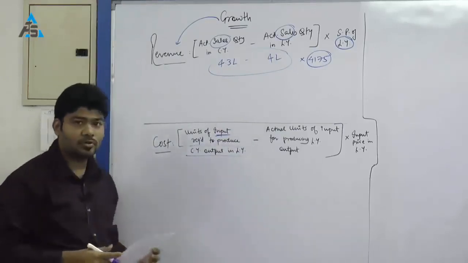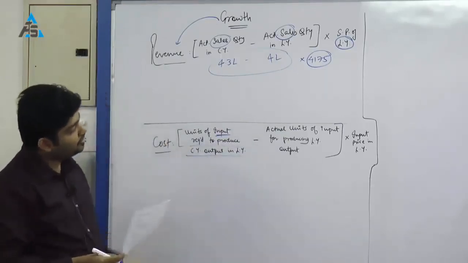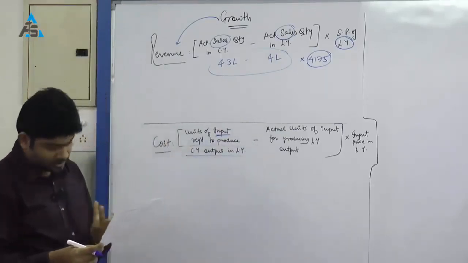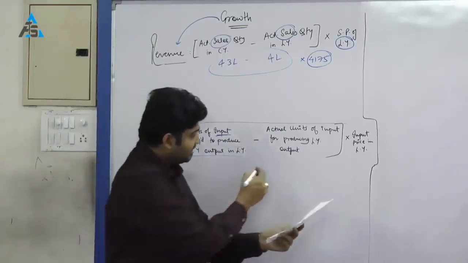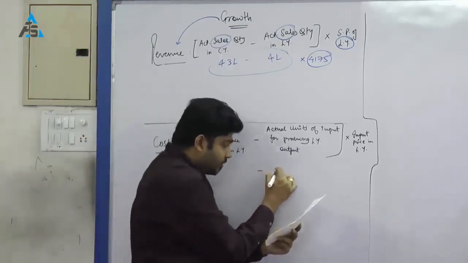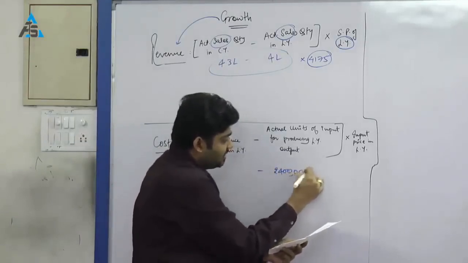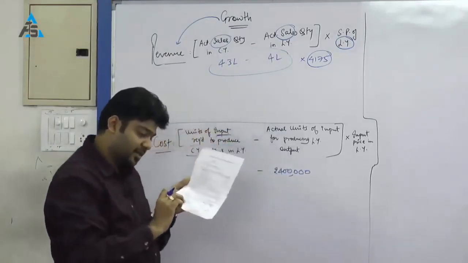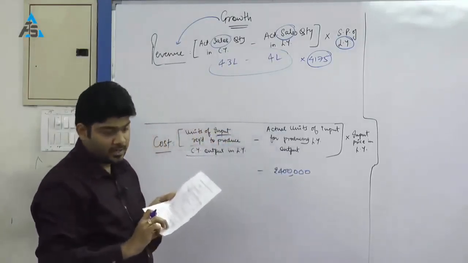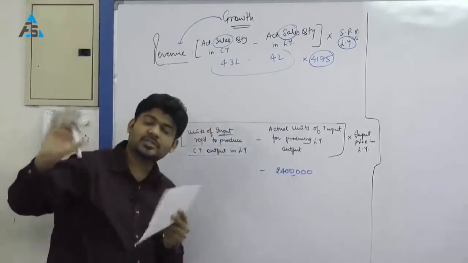थोड़ा ये भी student लोग को confusing लगता है. What is this? And actual units of input for producing last year output. तो ये तो एकदम simple है. So again, last year का मेरा output कितना था? 24 lakh. So sir, इधर देखो ना, वो लोग ने input दे दिया. Direct material consumed is your input 24 lakh. तो उसको सीधा 25 lakh 10,000 के साथ compare करो ना.